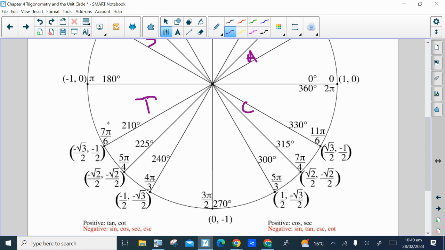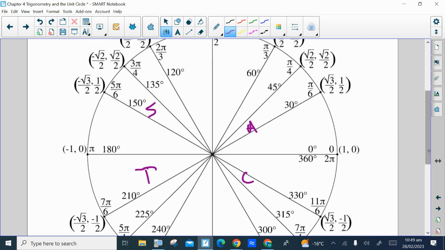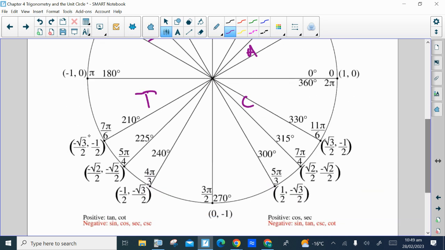And again, the numbers for 7 pi on 6 come from the numbers for pi on 6, just with the appropriate signs. Root 3 over 2, comma, a half, but now it's negative root 3 over 2, comma, negative a half. Same thing with pi on 4 and 4 pi on 3. They come from the reference angles in the first quadrant. Right? So there's the entire unit circle there that you can use if you want for reference.